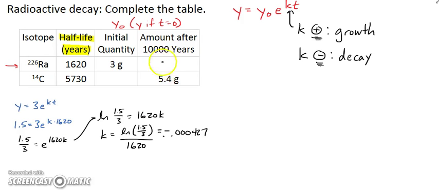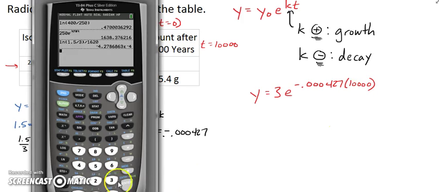And now, if I know k, and I want to find the amount after 10,000 years, or in other words, when t equals 10,000, I should be able to. I can use y equals 3 is the initial amount, e, I've got my value for k, 0.000427. It's negative, of course, and that's good. It's worth pointing out that it was good that we got a negative k because this is a decay problem. Times the value of 10,000 years. And there's another value I should be able to crunch from the calculator.